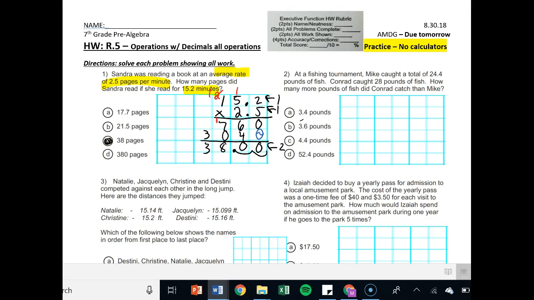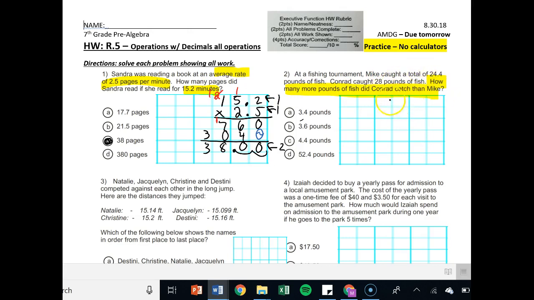Cool. I'm also going to help you out with number 2 today, right? So, at a fishing tournament, Mike caught a total of 24.4 pounds of fish. Conrad caught 28 pounds of fish. How many more pounds of fish did Conrad catch than Mike? So we want to do Conrad minus Mike, right?